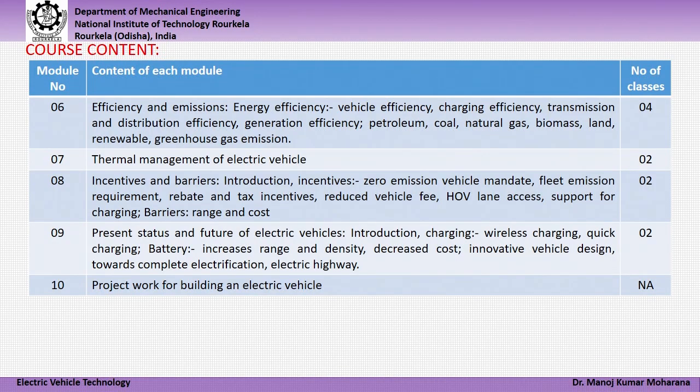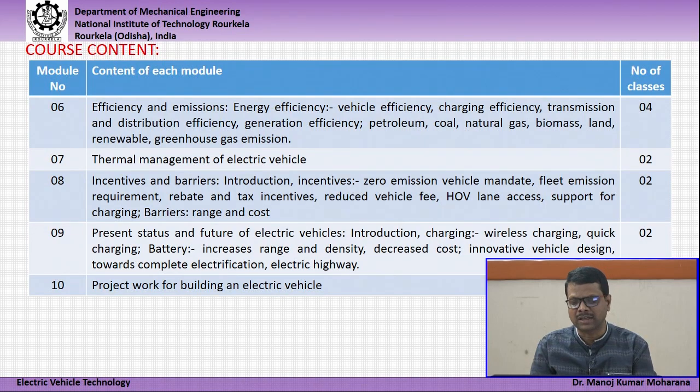Then in module 8 we will learn about different incentives and barriers in adopting electric vehicle. So, there we will start with what are the incentives available at present provided by central and provincial governments in India, like zero emission vehicle mandate, fleet emission requirement, rebate and taxes provided by different governments as incentives, reduced vehicle fee, HOV lane access and support for charging, and what are the barriers to EV technology, like the range and the cost details we will study here.